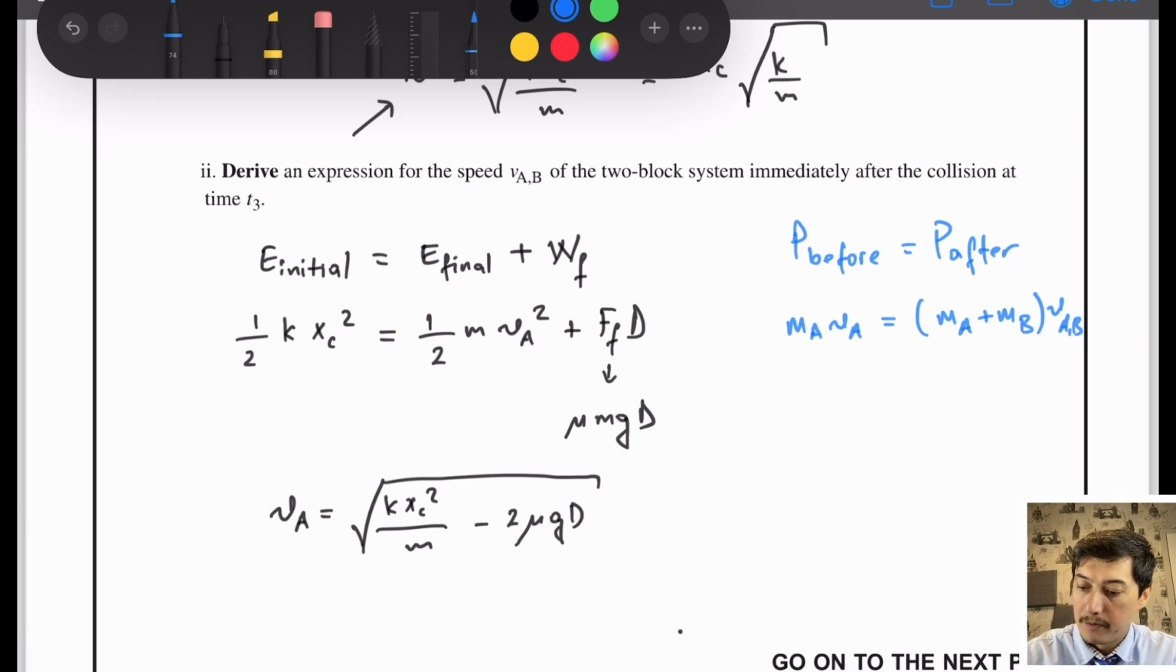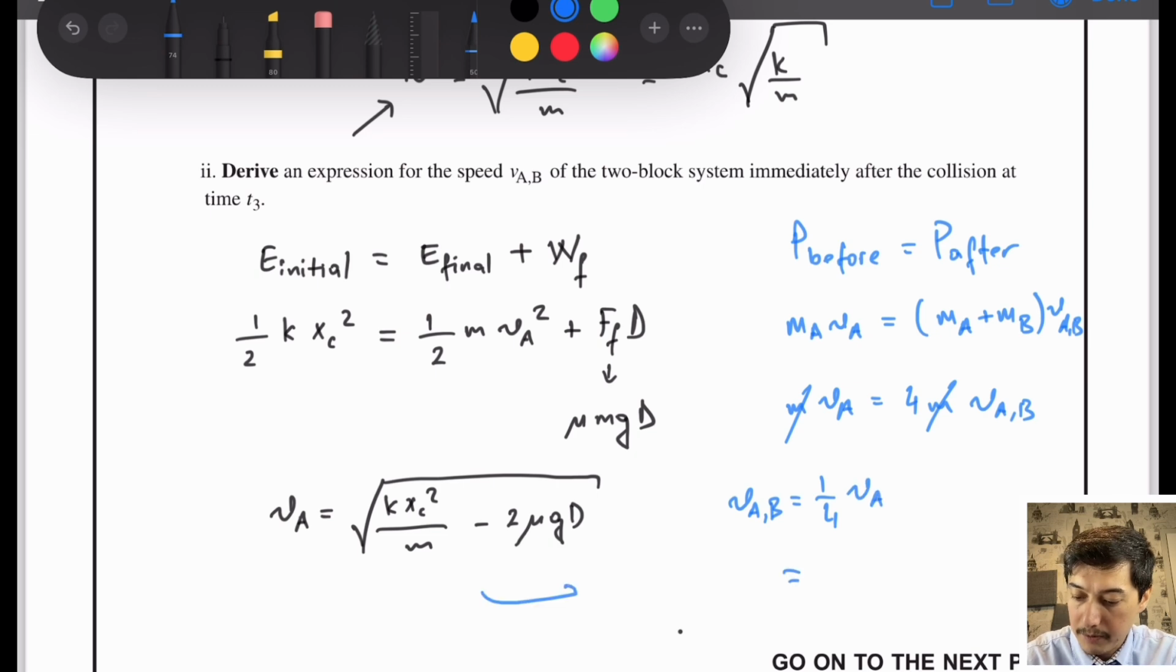Now, block A has got mass of m only, block B has got mass of 3m, so if you add them up, it's going to be 4m, VAB. Mass cancels, so we can see that VAB is going to be 1 over 4 VA. We can now bring this to the equation.